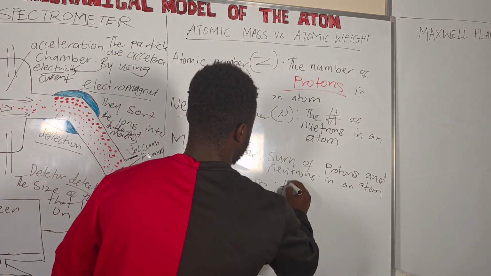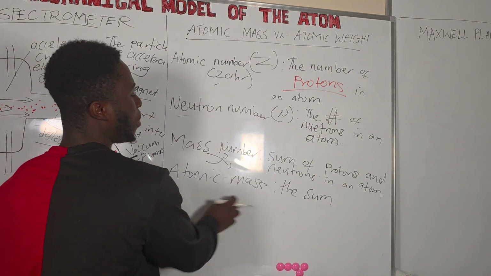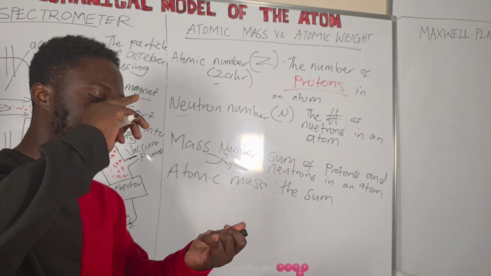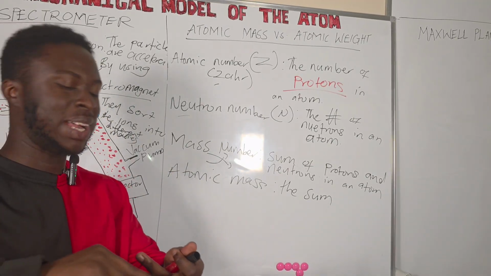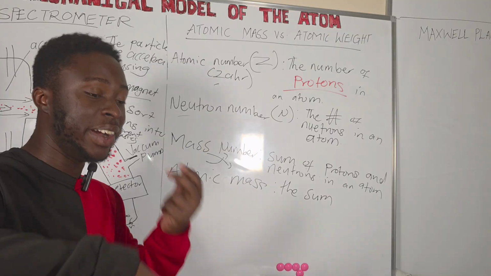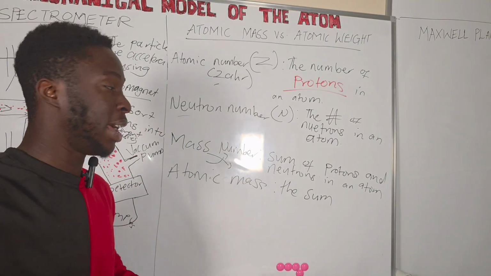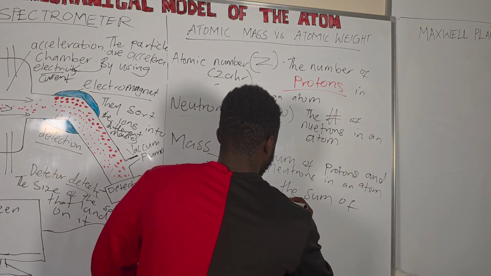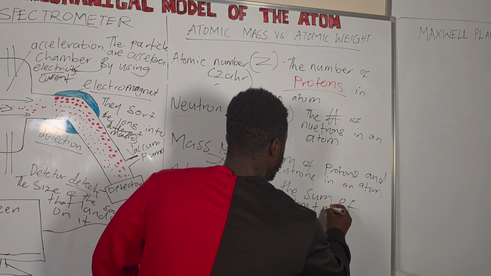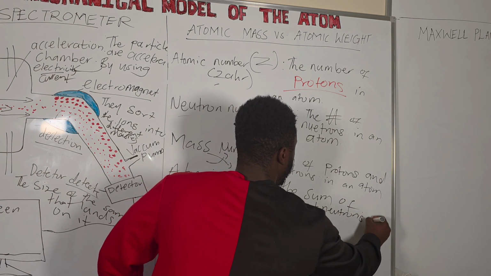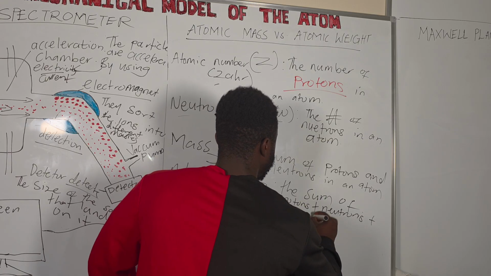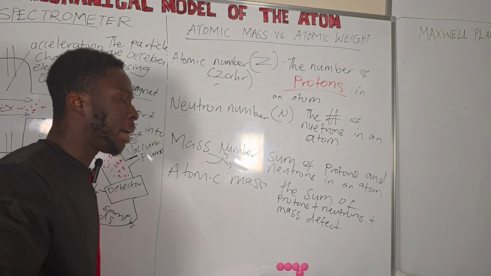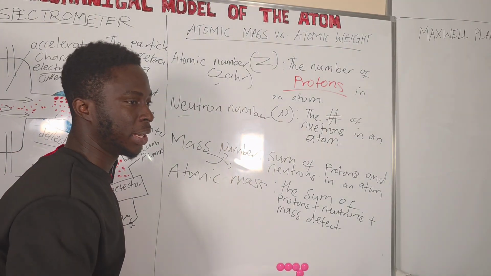So atomic mass is the sum. When you think about the atomic mass, think that everything that makes the atom is in it. So we have the protons, the neutrons, and then the electrons. But in this case, not the electrons specifically, it is the binding energy or the mass defect, right? That makes the difference. So it's the sum of protons plus neutrons plus mass defect.